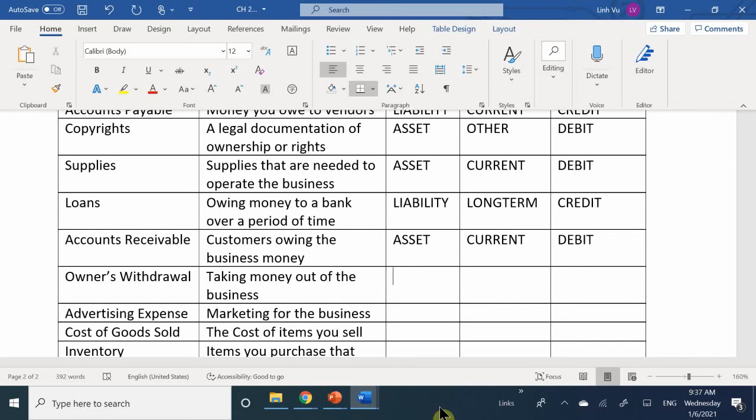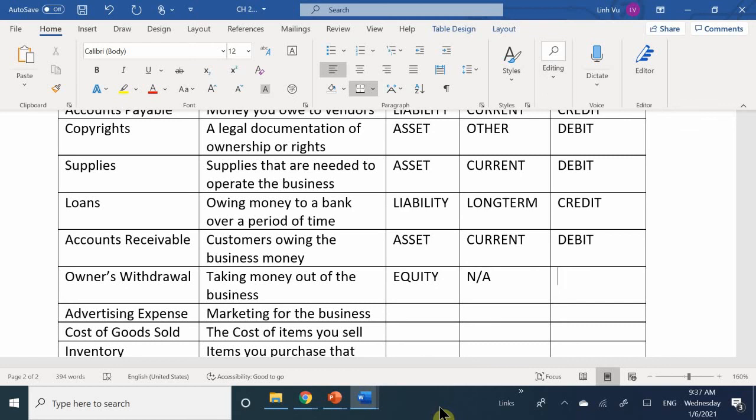Promoter's equity. Equity, yes, good. Now, what category does this belong to? No category. Yes, no categories. All right. And what kind of balance would they normally have?